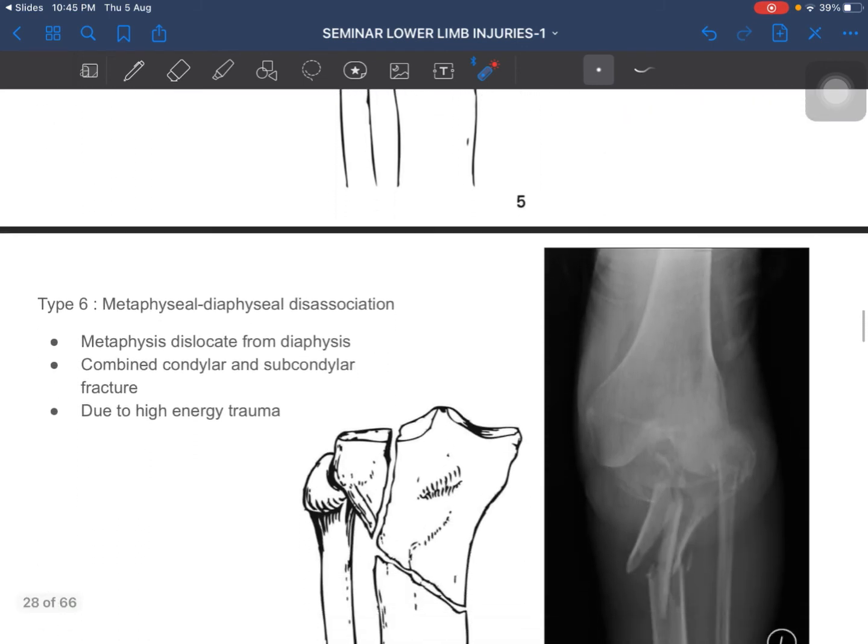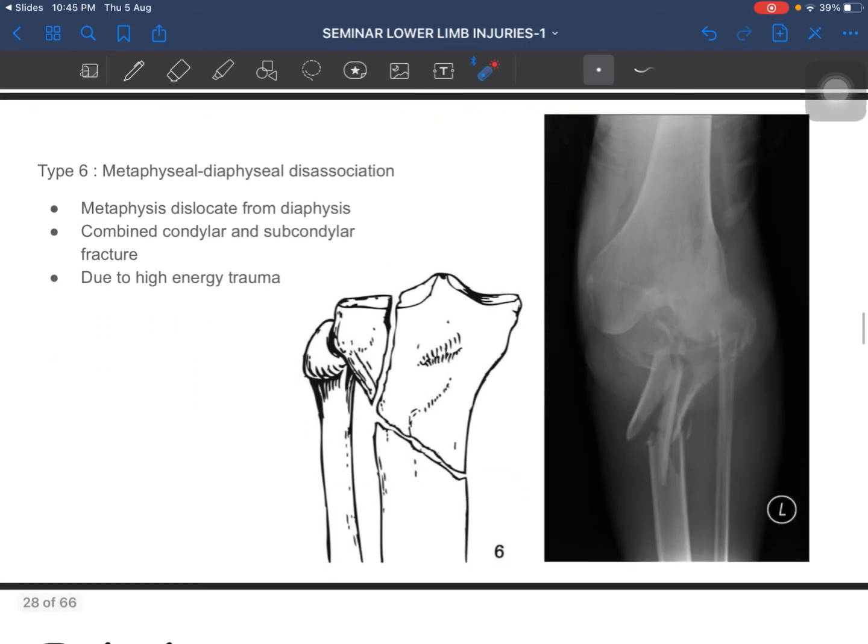The last one is type 6, metaphyseal diaphyseal dissociation. So the metaphysis dislocates from the diaphysis. Combined condylar and subcondylar fracture. There is a condylar and also subcondylar fracture due to high energy trauma. As you can see, the metaphysis is separated from the diaphysis here, and even the condyle over here is also fractured.